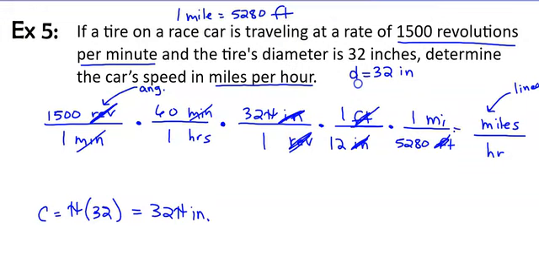Okay. Now we can throw our equal sign in and start multiplying. So on top, we would do 1,500 times 60 times 32 pi. On the bottom, we would do 1 times 1 times 1 times 12 times 5,280. We can type that into a calculator. I won't bore you with that. And we will end up with 142.7 miles per hour. Or you could write that too, like that. That's usually how we actually write it: mph, miles per hour. That's usually how you will see that.